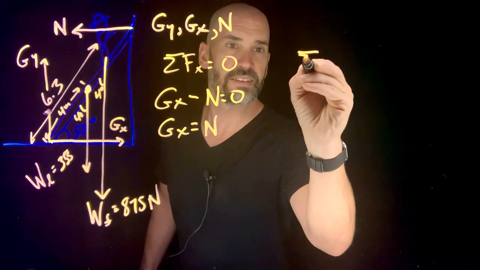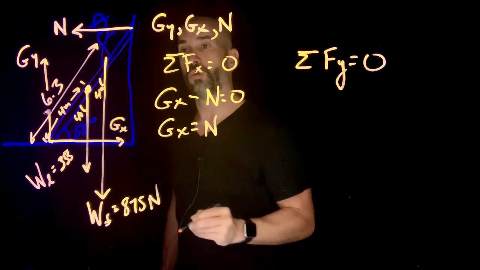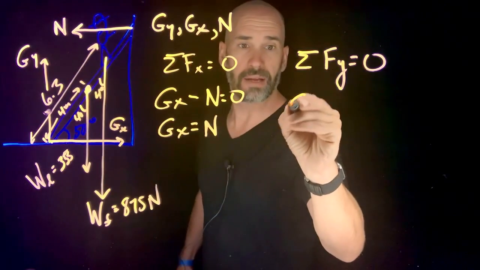The next condition for static equilibrium is that the sum of forces in Y must equal 0. Well, what's pushing in the positive Y direction? Looks to be only one thing, which is GY.